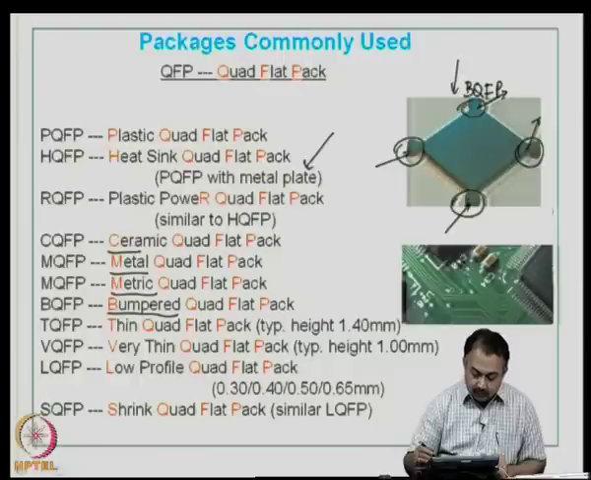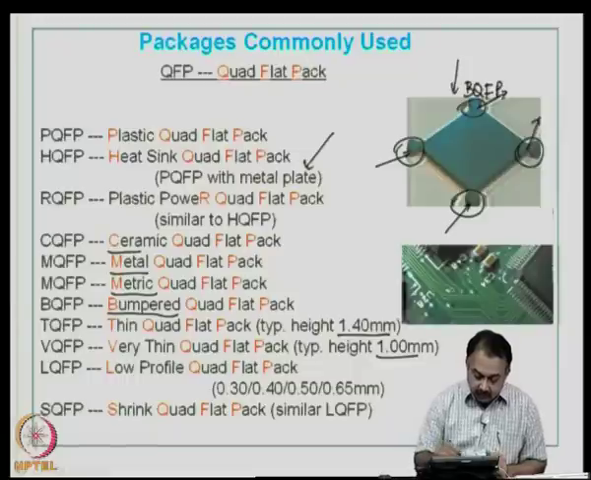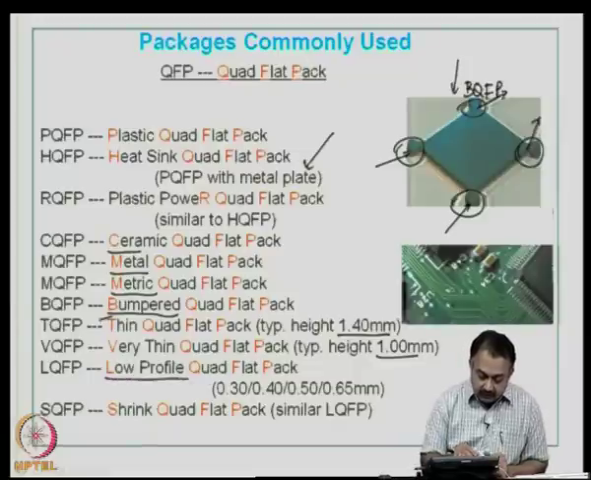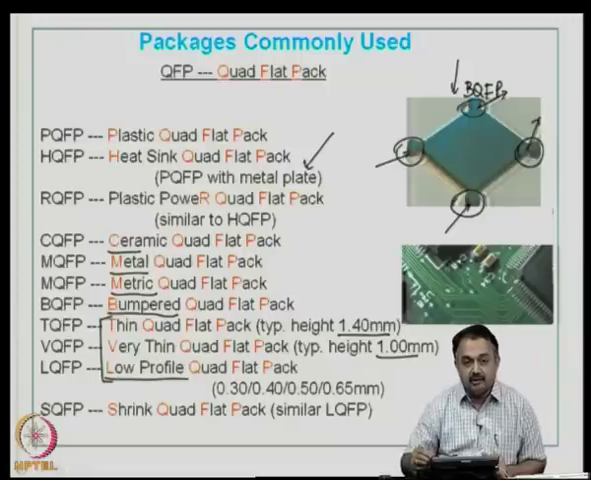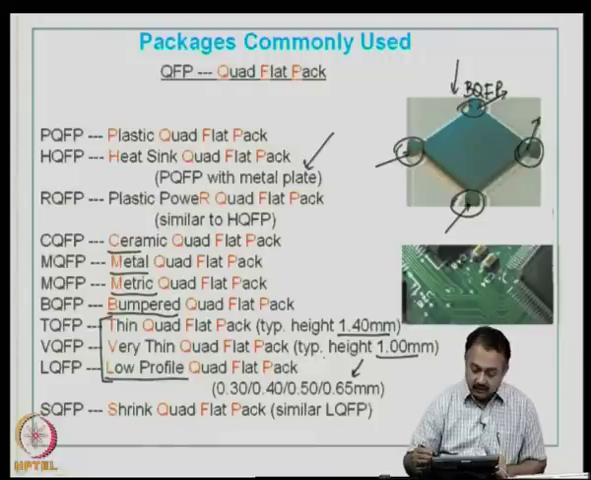Then you have a thin quad flat pack. In this case, the dimensions typically the height is 1.4 mm. Very thin means 1 mm height, very thin quad flat pack, and then you have a low profile. So, all these are specific to the height requirements that an industry can produce these packages. So, typically you can see low profile can be 0.65 to 0.4 and 0.3. And then you have shrink quad flat pack, which is similar to low profile QFPs.